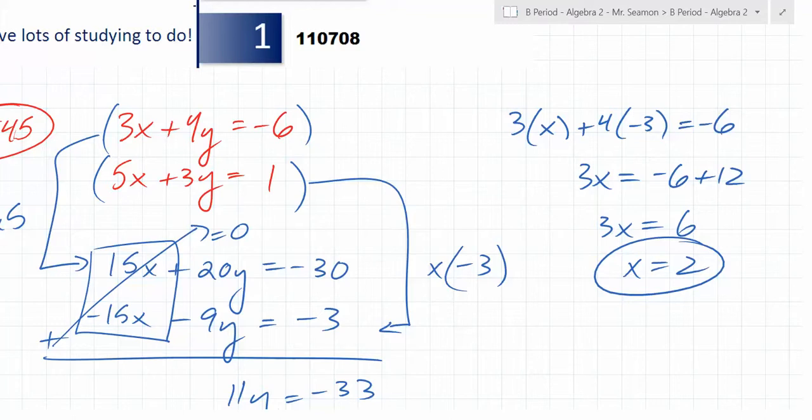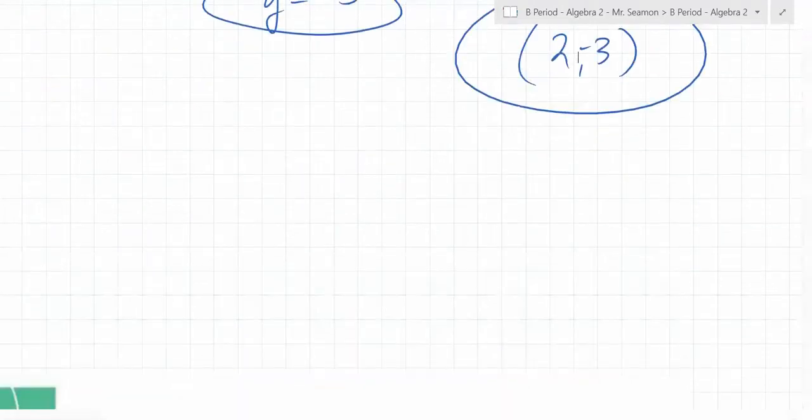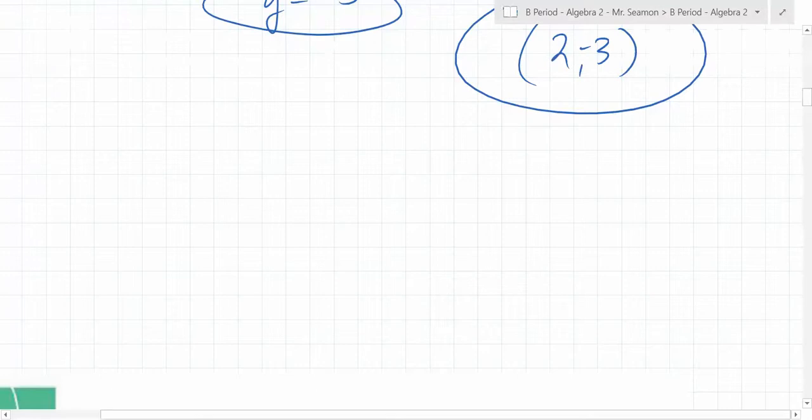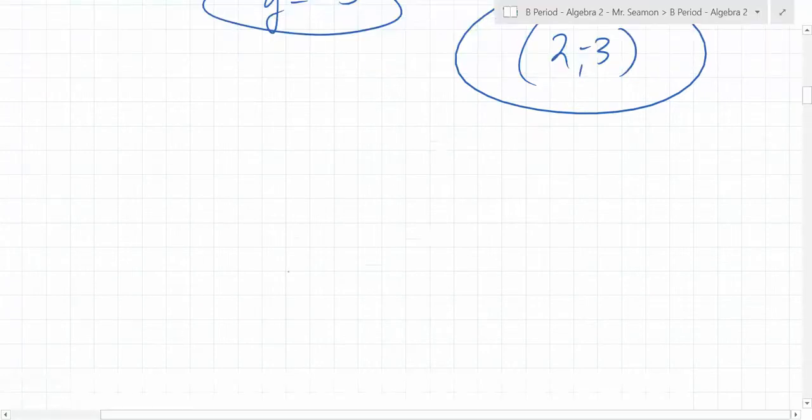Other questions from the homework? What do you got? 81. We are climbing the charts, huh? Let's see if we're going to do this one. Awesome. 81. Oh, a graph one right there.